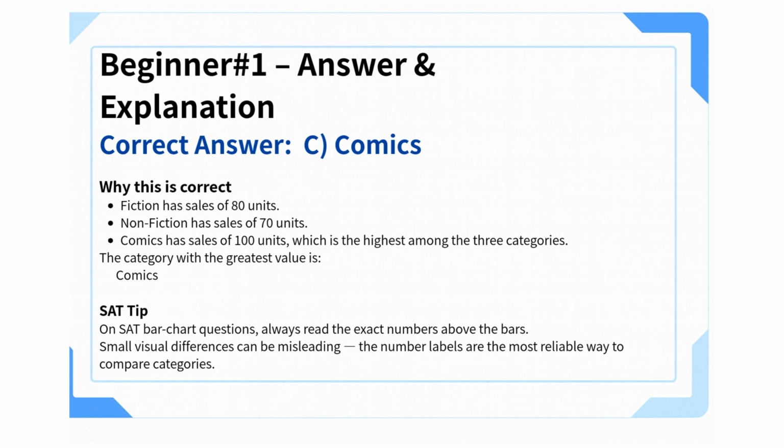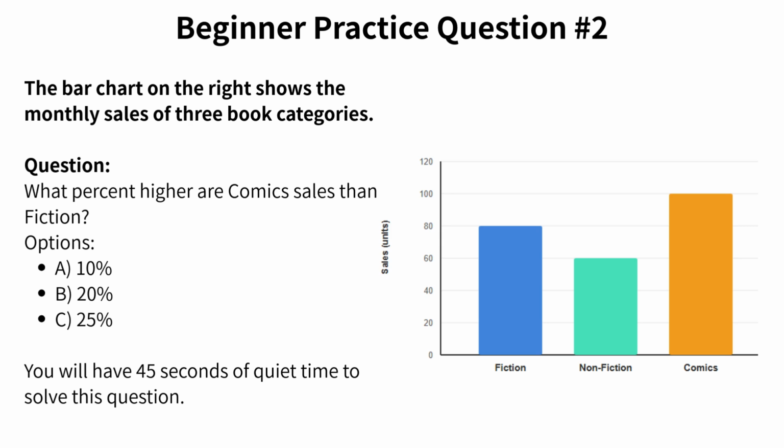Even though the bars look different in height, what matters most on the SAT is the actual number label, not the visual impression. Small changes in color, width, or spacing can trick your eyes, so always trust the numbers first. Since comics has the largest value, the correct answer is option C, Comics. Remember this approach, reading exact numbers before comparing, because it will help you avoid many common mistakes in bar chart problems. Now let's move to the next beginner question.